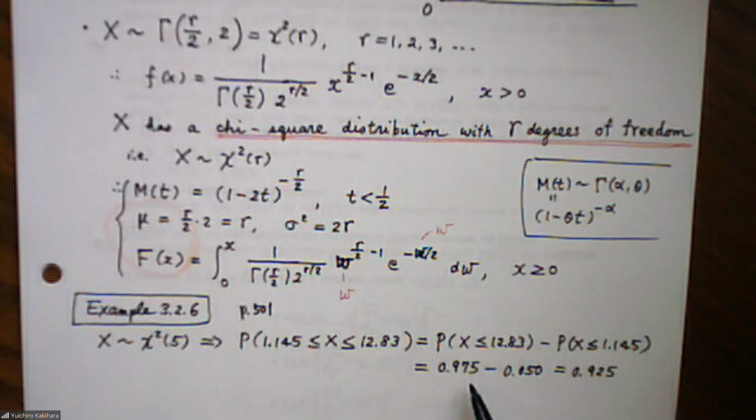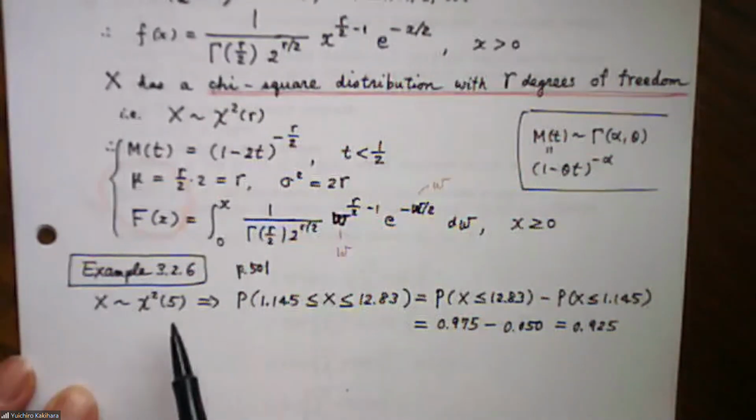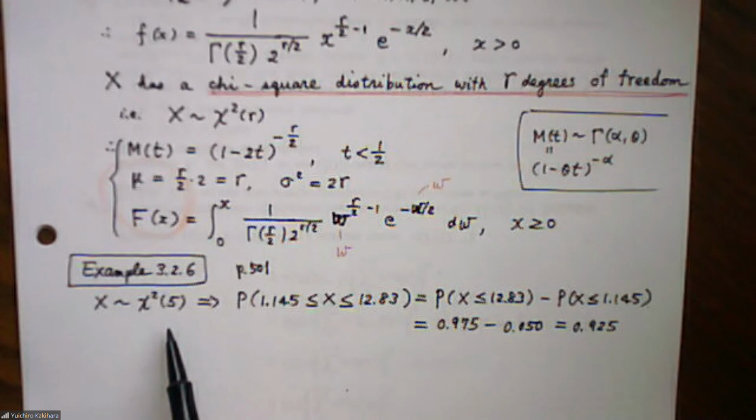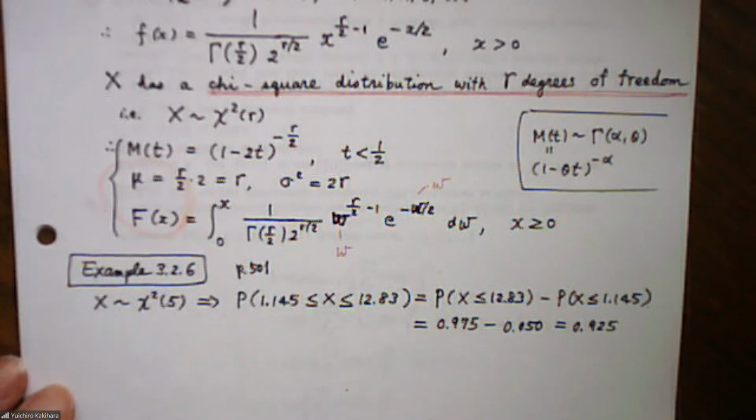Not many numbers are given, just special numbers like 0.050, 0.5, 0.9, and so on. Very special numbers are given, because we can't have a table for each degree of freedom r, 1, 2, 3, 4, 5, up to 100. Oh no, we can't have that many. So look up the table on page 501. This is the only way.